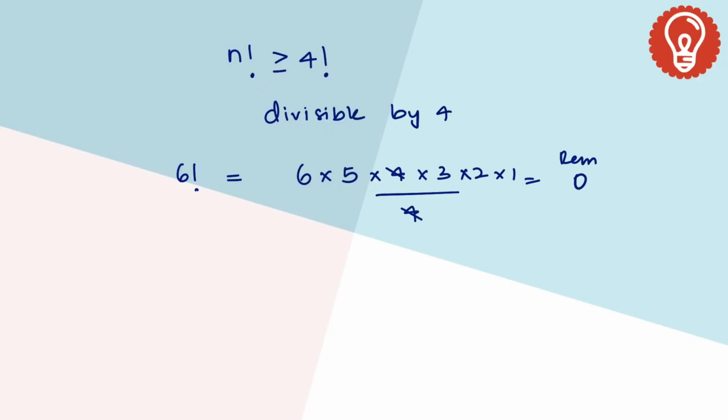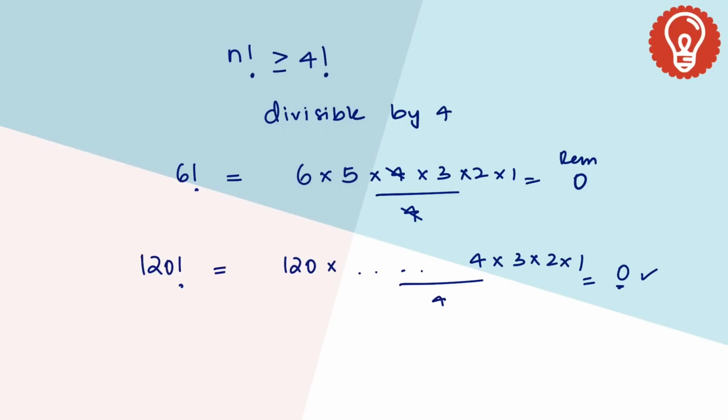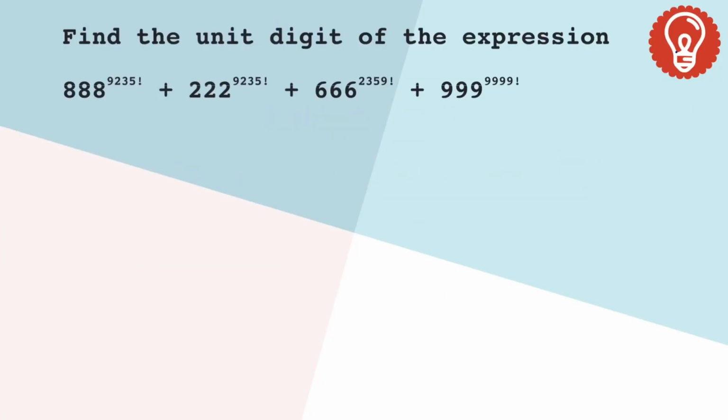Similarly, take any number. Let's take 120 factorial. I am not bothered about the value of 120 factorial. But I know for a fact that when 120 factorial is expanded, there is a 4 in it. And when I divide it by 4, we know it's divisible. So any factorial that's greater than or equal to 4 factorial is divisible by 4. This is an important point to observe before we get into that question. Now we are ready to attack this question.